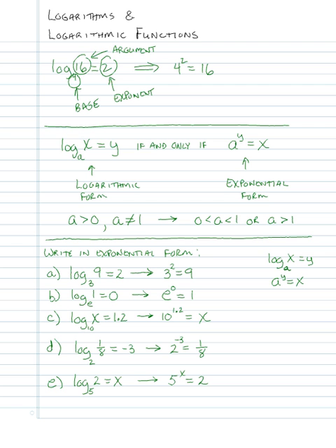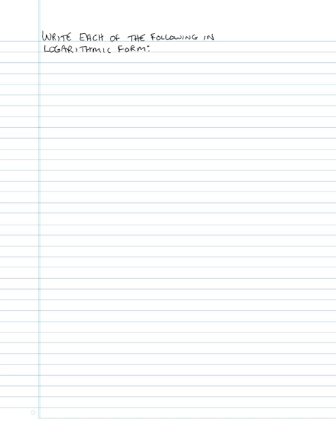In the next set of exercises, we're going to go the other direction. We're going to be given something in exponential form and write it in logarithmic form. And we'll do that on the next page. Okay, so the first example, we're going to write in logarithmic form. We're given 10 to the second power is equal to 100.